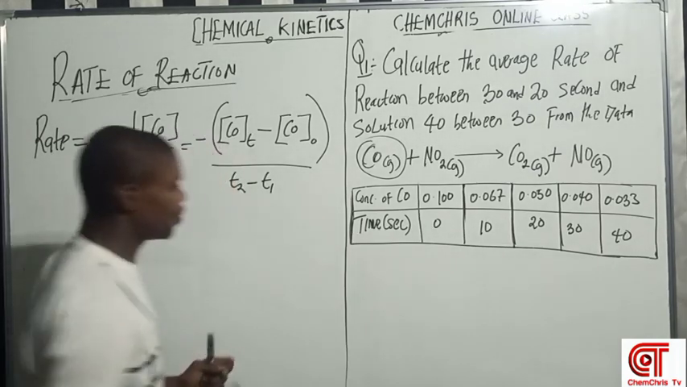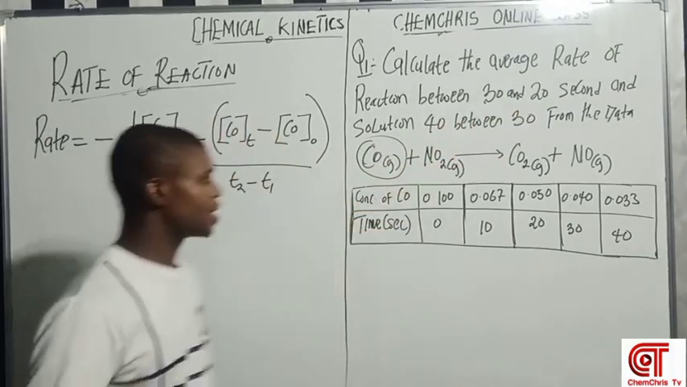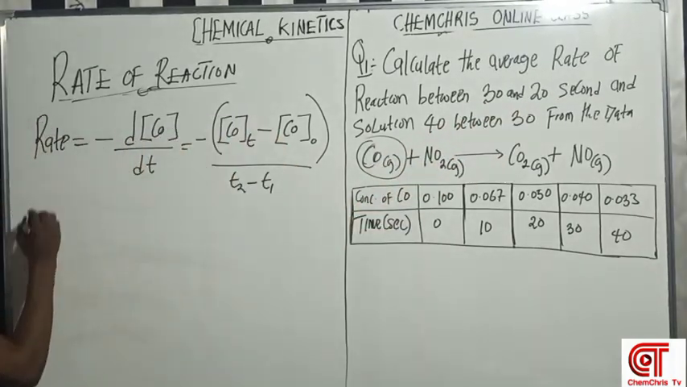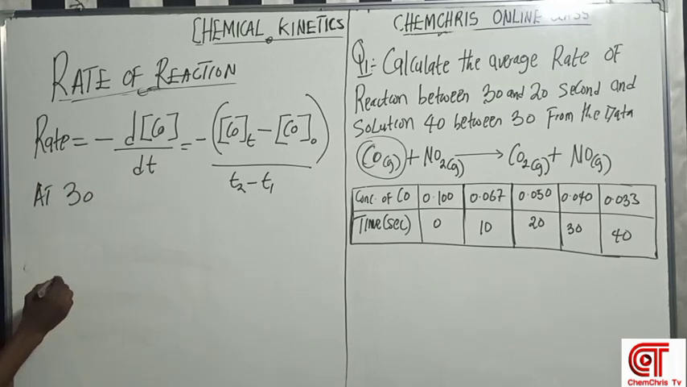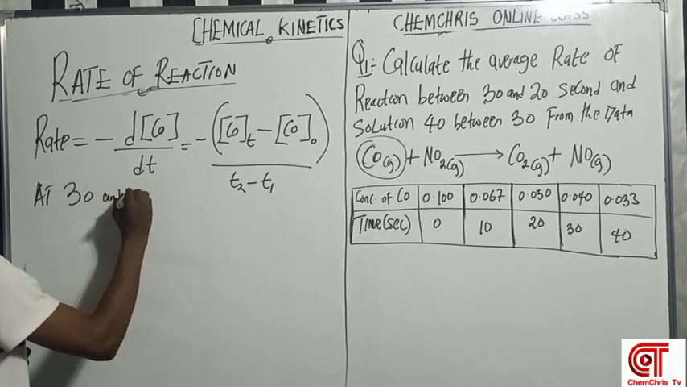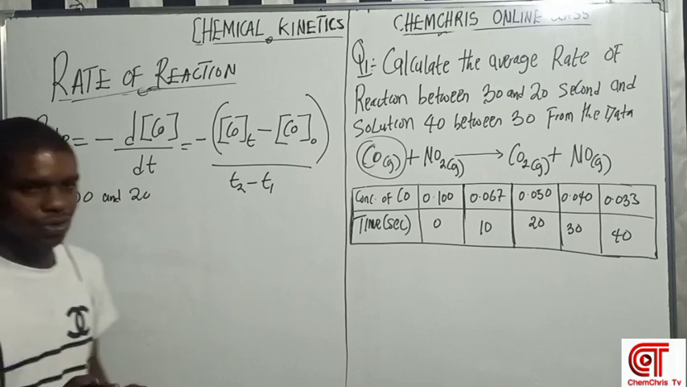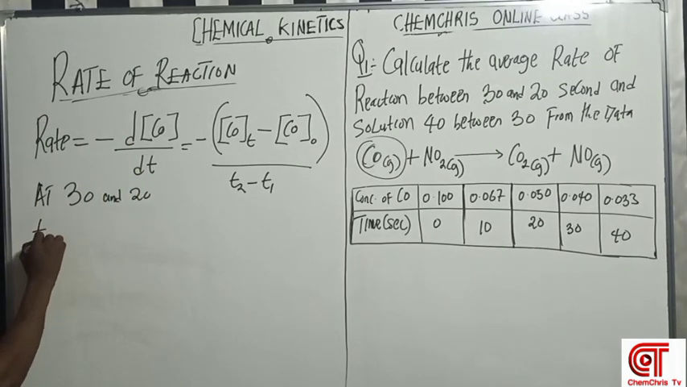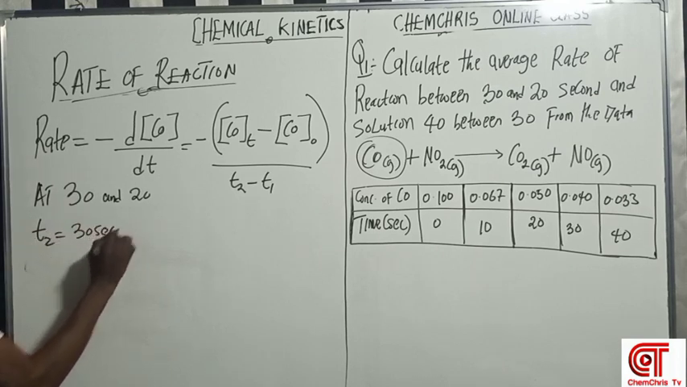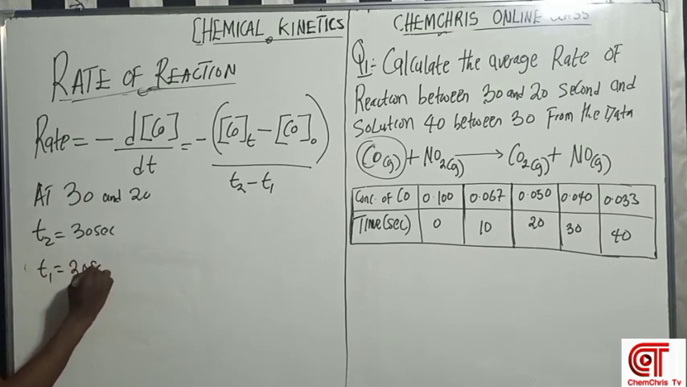So the first thing I want to get, because it said at 30 and 20, the first calculation is between 30 and 20 seconds, right? So for me now, my final time is 30 seconds, then my initial time is 20 seconds.